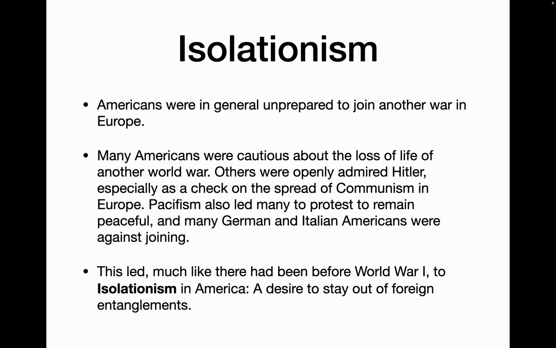And this is a darker side of the story: many people were approving of Hitler or admiring Hitler, especially because he was seen as sort of the solution to the communist problem in Europe. We were worried about communism, if you remember the Red Scare. So Hitler seemed like a good way to keep them in check, basically. There were also some Americans who are pacifists. And lastly, there are a lot of German and Italian Americans who are not interested in fighting their mother country.